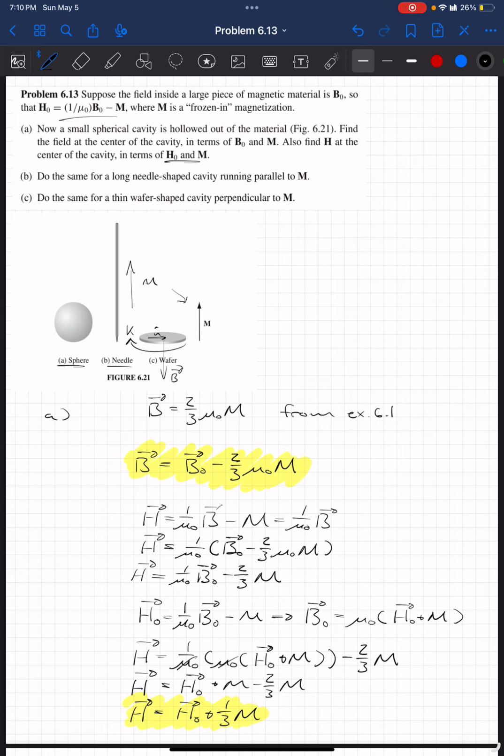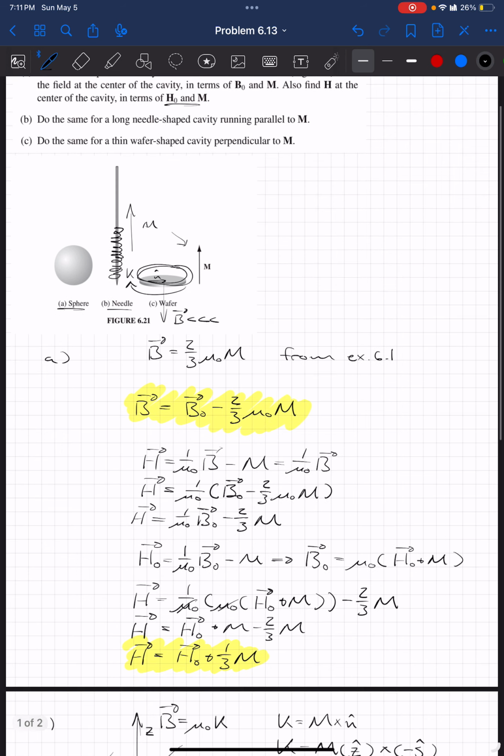But however, this long solenoid is not long. It's a very short, thin wafer-shaped cavity. So it's a very thin solenoid, which means there's not much current going around the outside of this, compared to this long needle-shaped cavity, which is a solenoid with lots of current going around it. So this magnetic field would be very small. So this magnetic field produced by this wafer would just be a very small value.